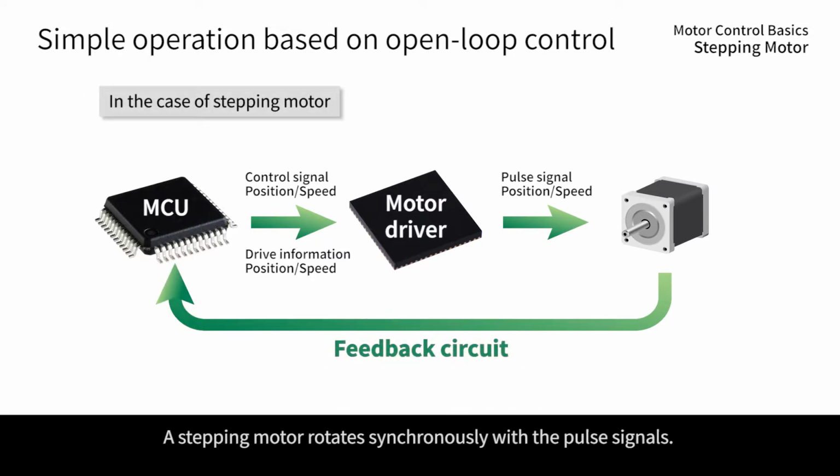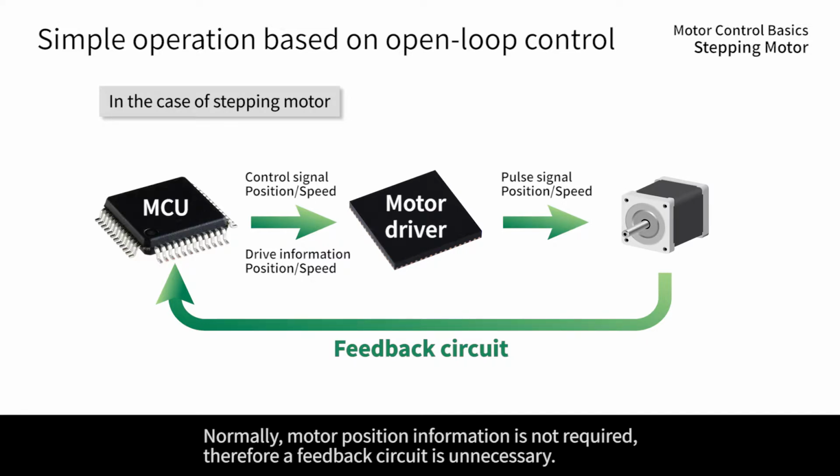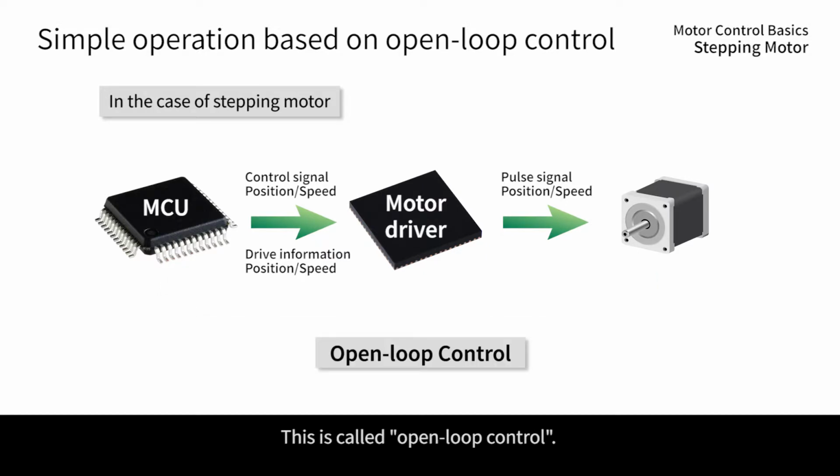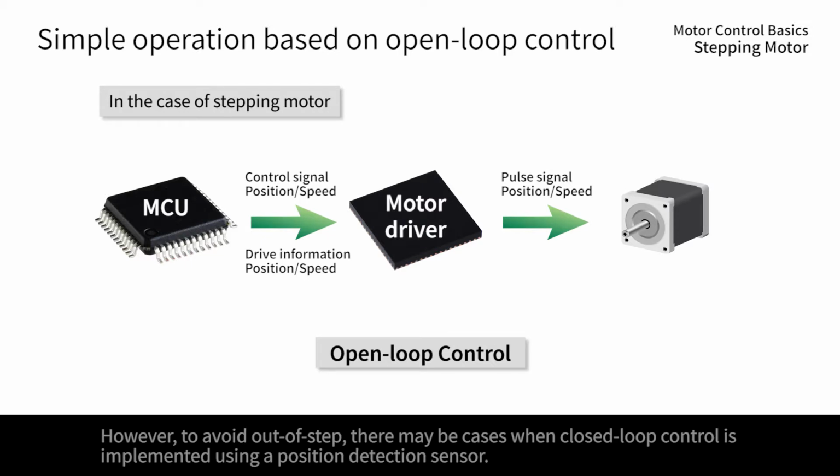A stepping motor rotates synchronously with the pulse signals. Normally, motor position information is not required, therefore a feedback circuit is unnecessary. This is called open loop control. However, to avoid out of step, there may be cases when closed loop control is implemented, using a position detection sensor.